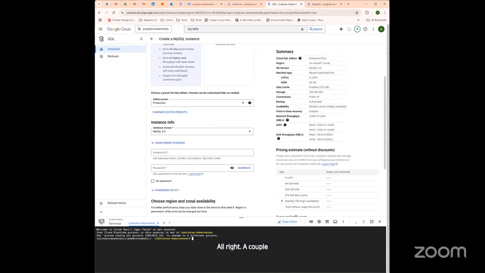Couple of practice questions. Let's say you're using a single Cloud SQL instance to serve your application from a specific zone. You want to introduce high availability. What would you do?